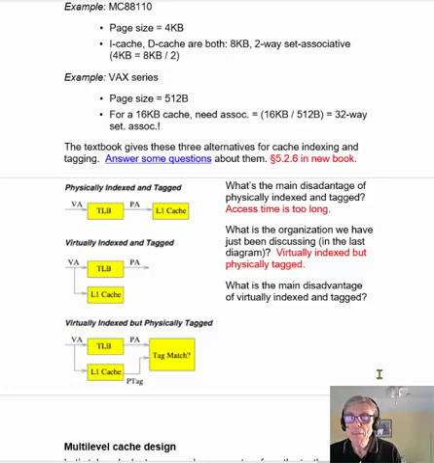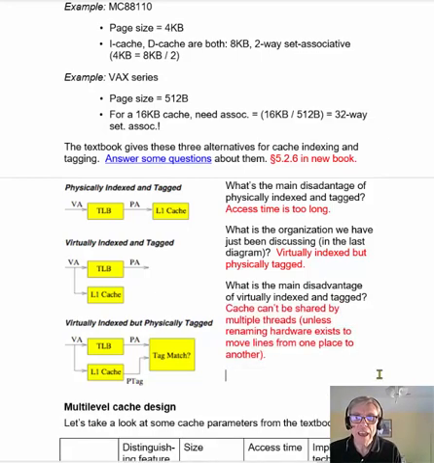What's the main disadvantage of virtually indexed and tagged? Well, it's that the cache can't be shared by multiple threads unless you have a way of moving a block within the cache when you get a new process's virtual address for existing data. So you've got 2 processes, both of which are referring to the same physical addresses, but they use different virtual addresses for them. So then the cache lines need to move to a different place in the cache. Okay?